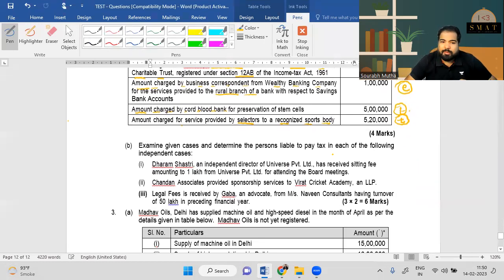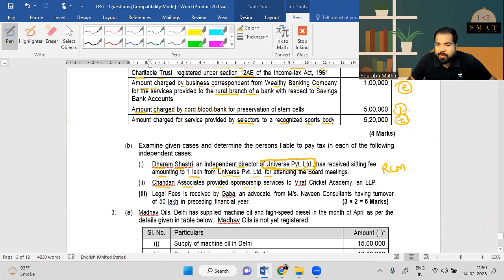Moving ahead to question number 2B. Examine the given cases and determine the person liable to pay tax in each of the following cases. Dharma Shastri, an independent director of Universe Private Limited, has received sitting fees amounting to 1 lakh from Universe Private Limited for attending board meetings. This is under RCM. So Universe Private Limited will pay the GST on this.